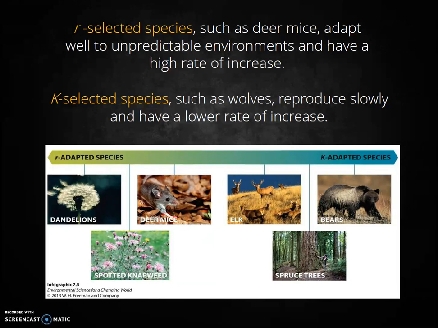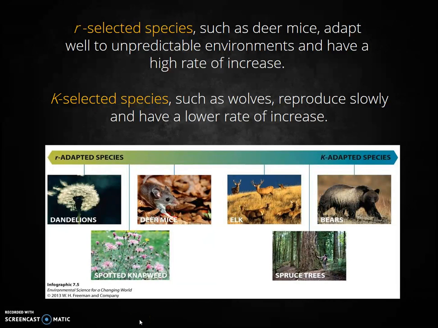Thus they are adapted to unstable environments. Notably, they often experience boom and bust cycles as they overshoot carrying capacities and crash. Many weeds fall into this category, as do mice and many insects.